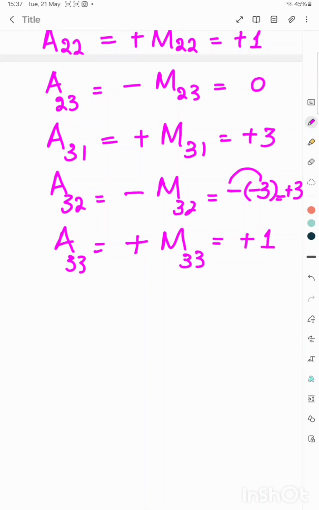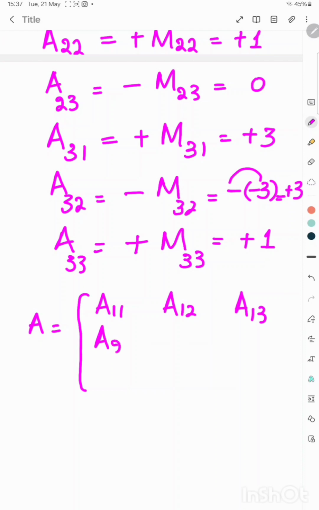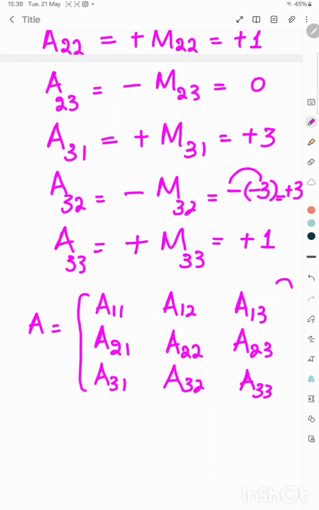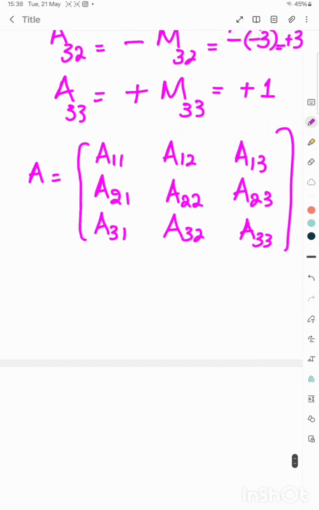I will write these cofactors in matrix form. So here, as you know, the cofactors I will write in matrix form: a11, a12, a13. The second set is a21, a22, a23. The third set is a31, a32, a33. Okay student, so here what I will do is put in all the cofactor values which I just found. So I will get a new matrix here, which is the combination of cofactors.